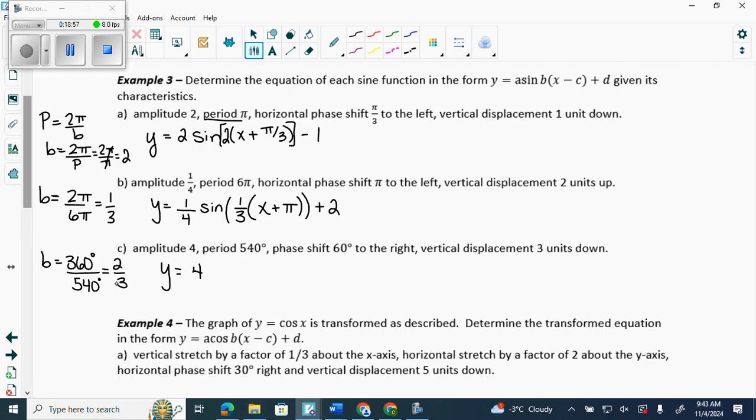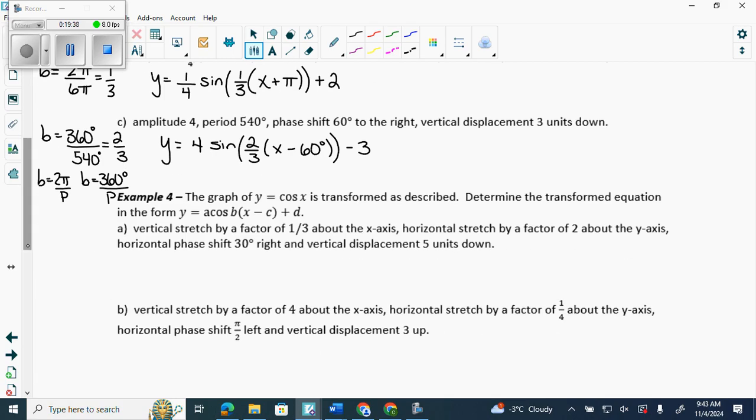Remember, you can use this formula, and if you like the formula, you can put it on your formula sheet. B equals 2 pi divided by the period, or 360 degrees divided by the period, right? So you can either use b equals 2 pi over the period, if I need the b from the equation, or b equals 360 degrees divided by p. If I have the period, I can get b. If I have b, I can get the period using that formula, because they just swap out. So I'm going to get sine 2/3 x minus 60 degrees minus 3.